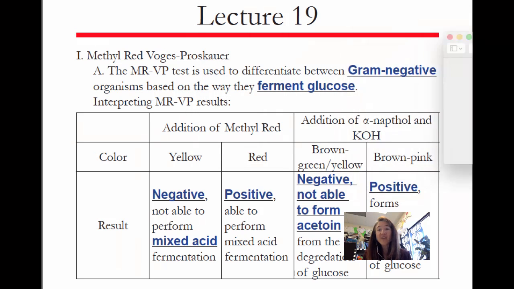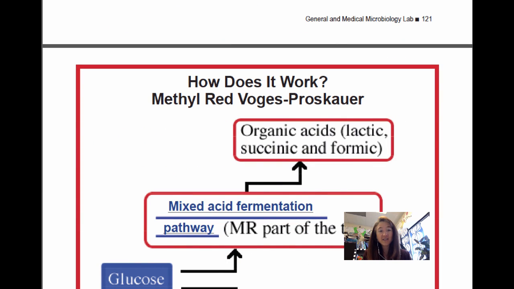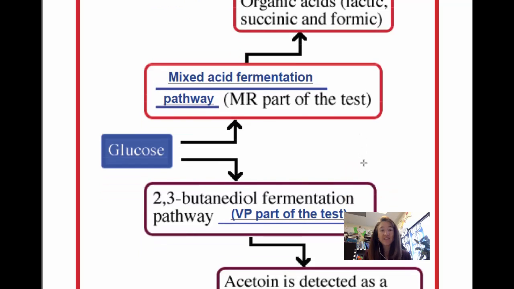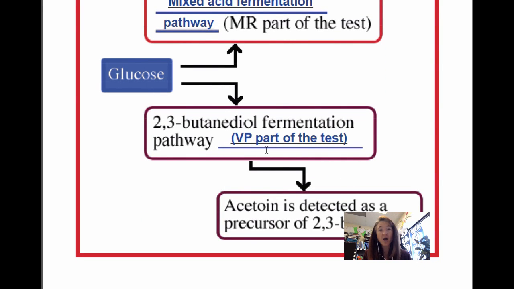That being said, we have a little review visual to help us recall all that's going on in this test. Notice that glucose can get fermented using the mixed acid fermentation pathway, tested for in the MR part of the test, indicating stable production of lactic, succinic, formic acids. Whereas if we look to the VP part of the test, the indicator that 2,3-butanediol has been formed, then we're able to see the stable production of acetoin, which is detected by the addition of alpha naphthol and potassium hydroxide. One of two possible fermentation pathways for glucose.